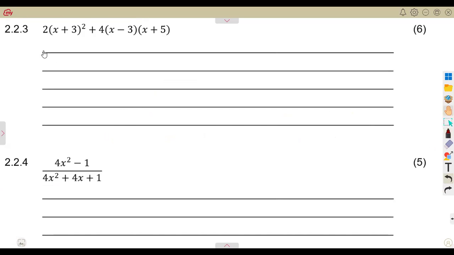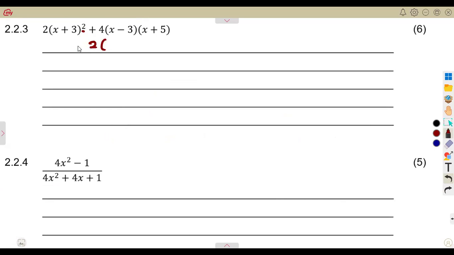Number 2.23 for 6 marks. You're asked to simplify again. What is it that you're supposed to do? There we are given a bracket raised to the power of 2. So you have to expand the brackets, remove the brackets, clear out the brackets, and collect all the like terms.